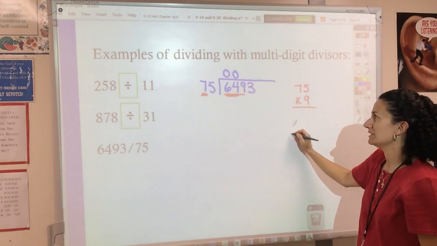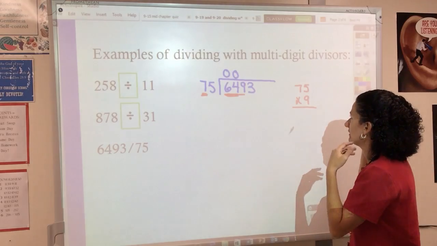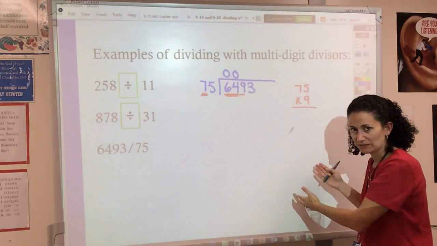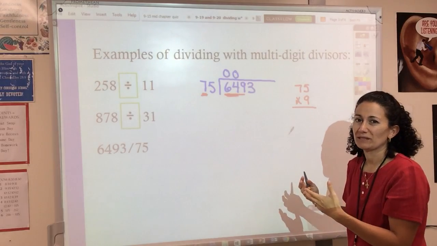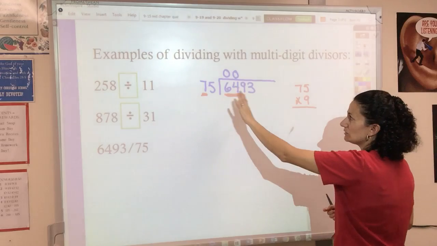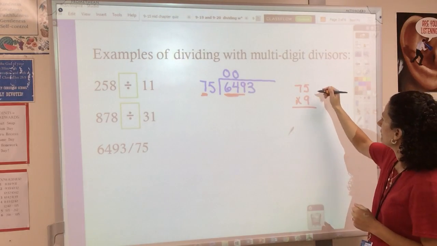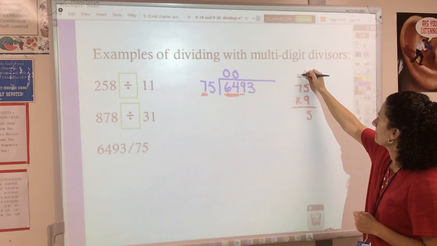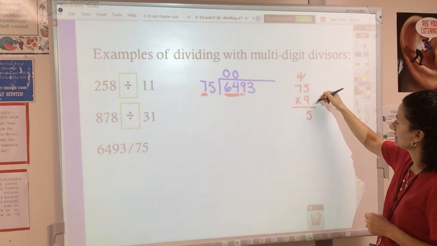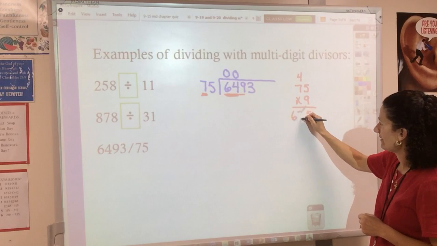If we don't use these kind of estimating strategies, we could end up doing 75 times 2, 75 times 3, 75 times 4. We don't want to multiply 75 times every single digit. So try to use this strategy to come up with a starting point. I'm going to try 9. 5 times 9 is 45. 7 times 9 is 63. 63 and 4 is 67.